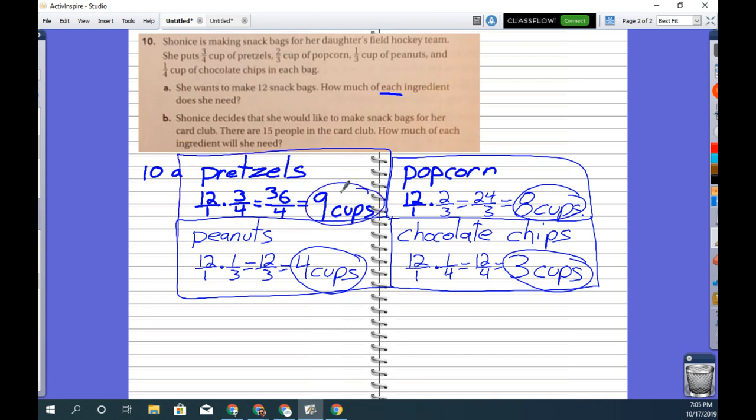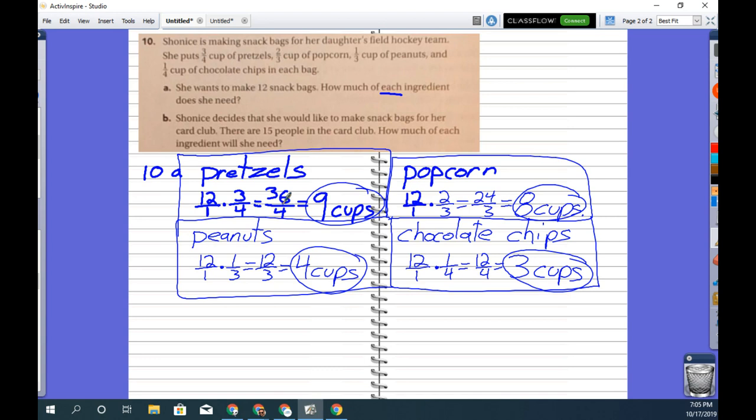And there we go. So I've got pretzels, 9 cups, popcorn, 8 cups, peanuts, 4 cups, and chocolate chips, 3 cups. What students are really practicing here is multiplying a whole number by rewriting it as a fraction, multiplying straight across, and then reducing as needed. Simplifying as needed, or reducing, depends. Those are two different procedures. That's why I pause on it.